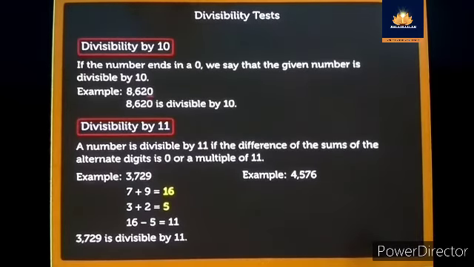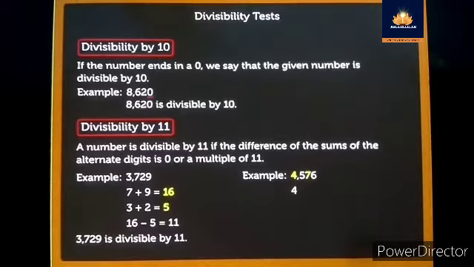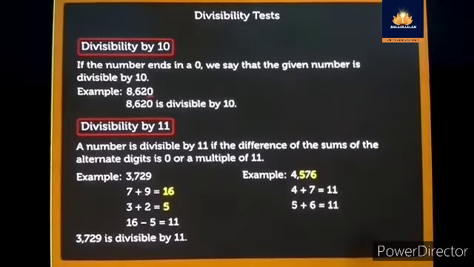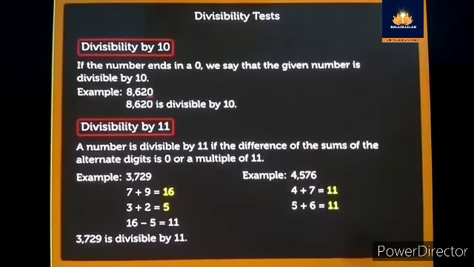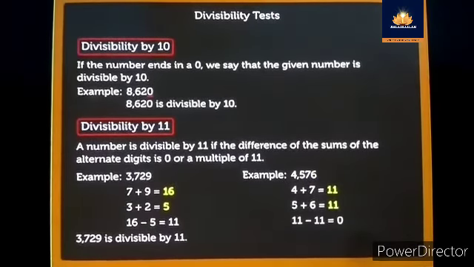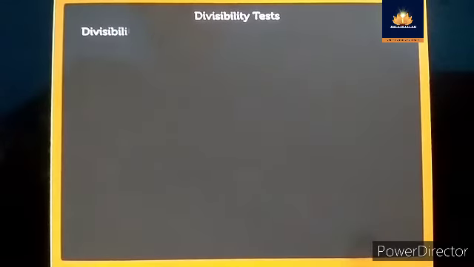For example, take the difference of the sum of the alternate digits. First 4 plus 7, that is equal to 11. Then 5 plus 6, that is equal to 11. Difference between 11 and 11, 11 minus 11, is 0. So, 4,576 is divisible by 11.